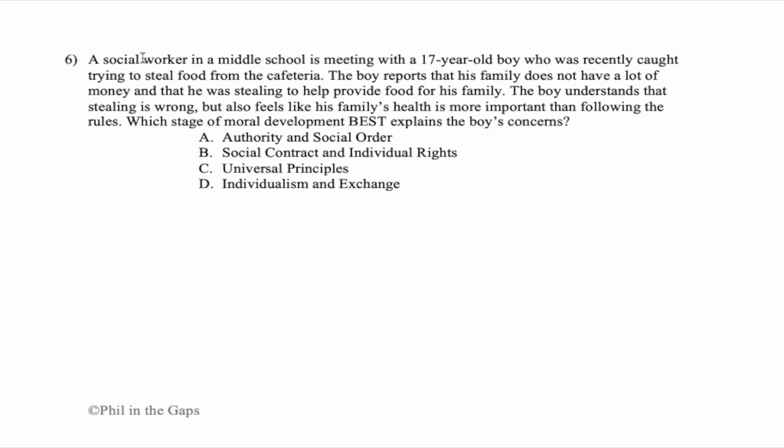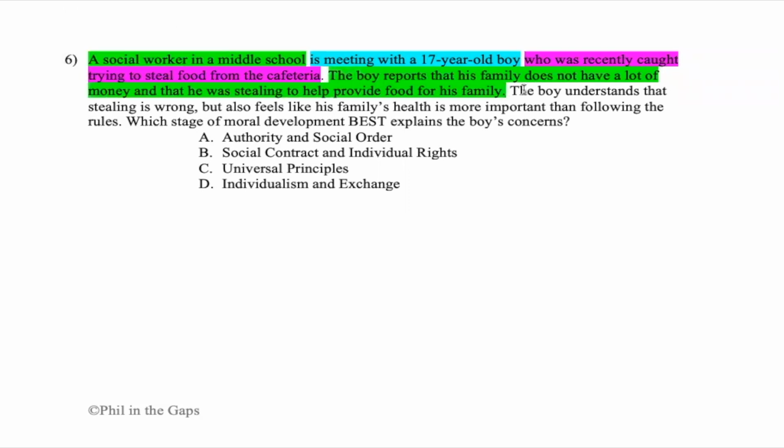Let's look at it. We're a social worker in a middle school. That's who we are and where we are at, meeting with a 17-year-old boy. That is our client, who was recently caught trying to steal food from the cafeteria. So that's what brought him in to see us. The boy reports that his family does not have a lot of money and that he was stealing to help provide food for his family. The boy understands that stealing is wrong, but also feels like his family's health is more important than following the rules. Which stage of moral development best explains the boy's concerns?